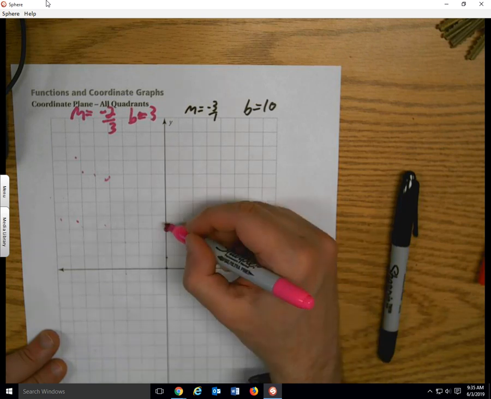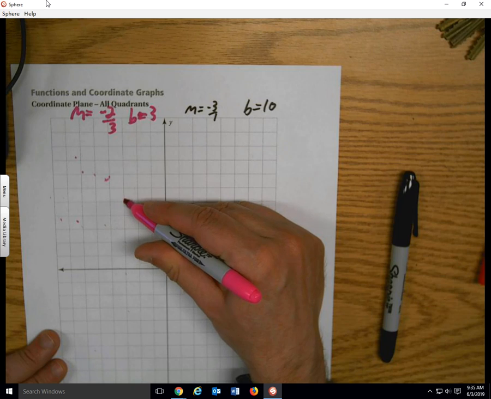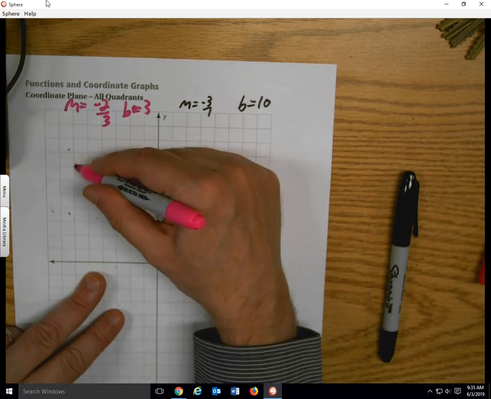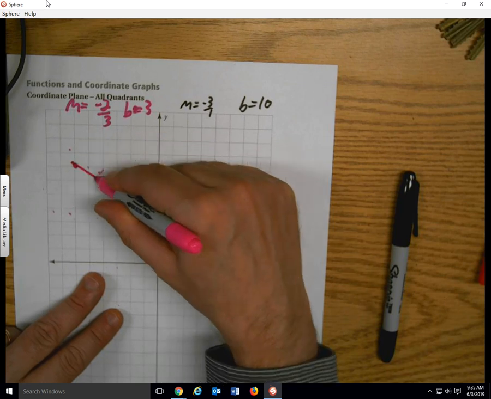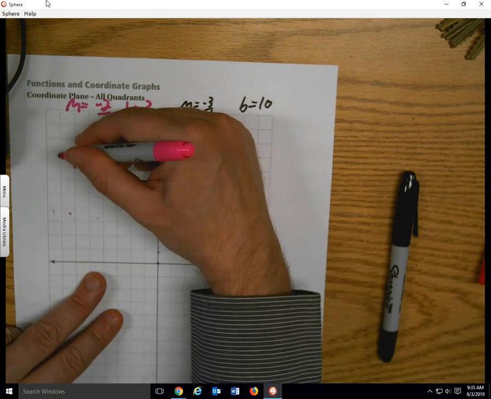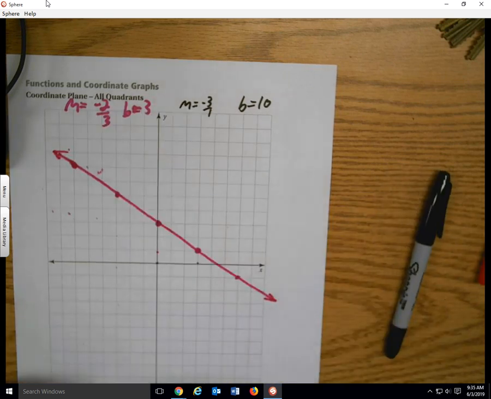Okay, and you could do it in reverse. You could go up 2 and over 3 that way if you wanted. That's enough to have a pretty straight line. Let's see what that would look like. It's a straight line.